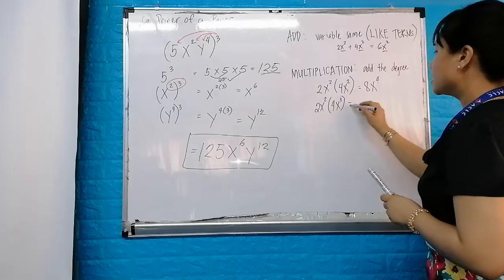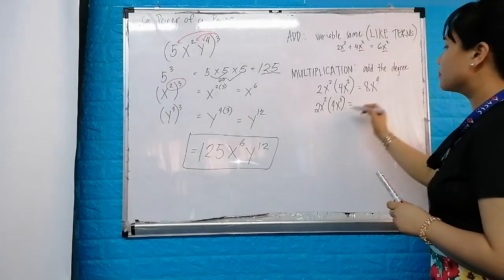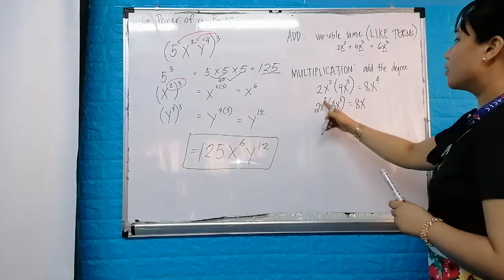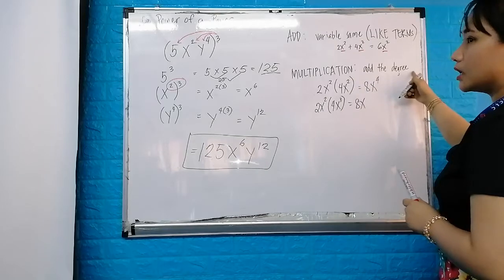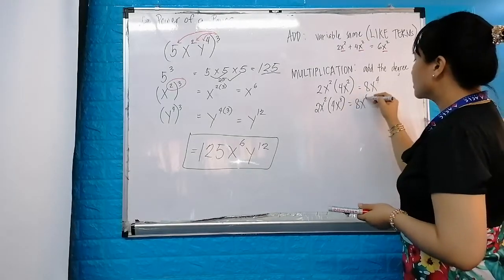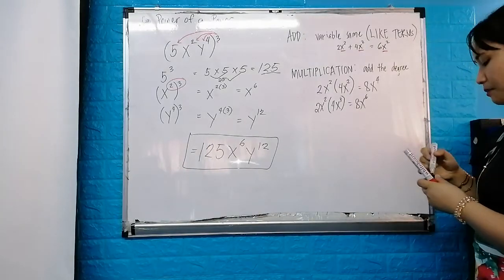Okay, so in this case, again, take the coefficient. The coefficient is 2, the coefficient is 4, so we've got 8. You maintain the variable. What are you going to do with your degree? You need to add the degree. Okay, that's the process. So 2 plus 3 is 5.